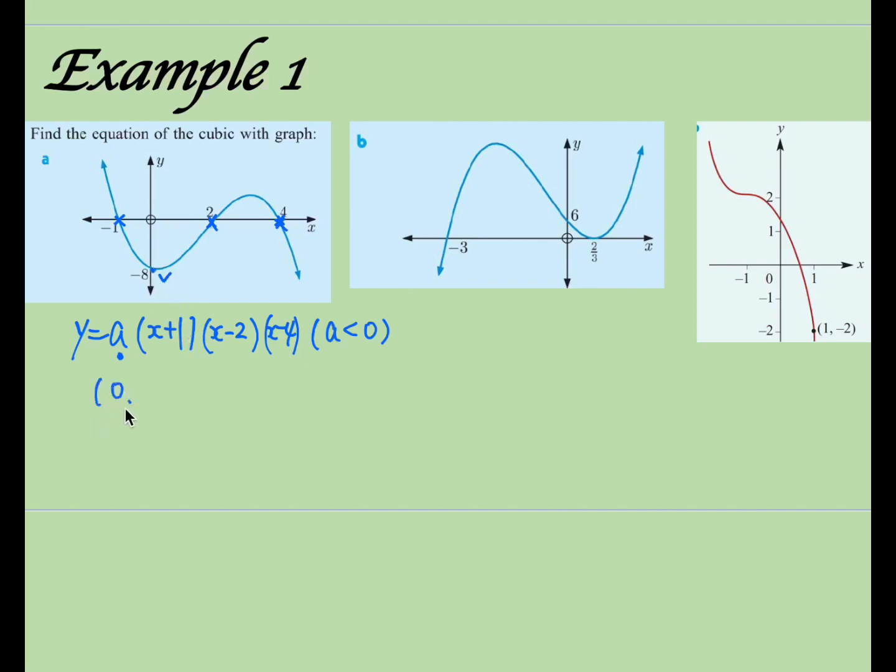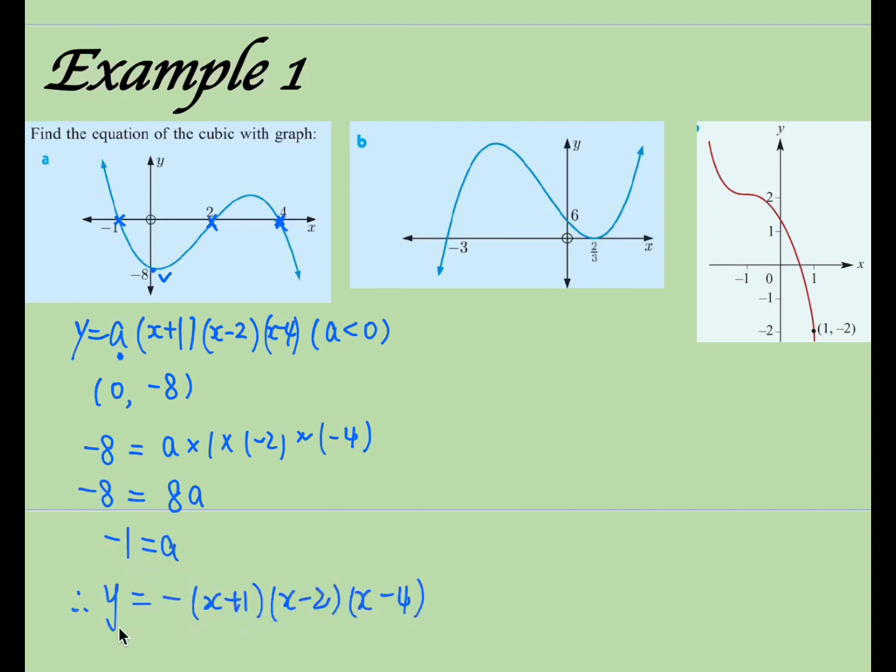The y-intercept tells us the value of y when x equals 0. Therefore, just substitute this point into the equation, and we will have -8 equals a times 1 times -2 times -4. Then we will have positive 8a equals -8. Therefore, a is -1. It means the function is like this, and the value of a is consistent with our prediction, which is negative.